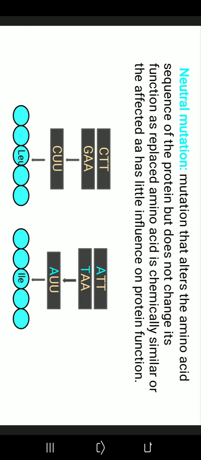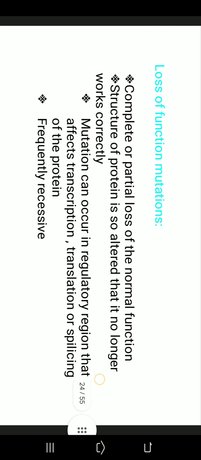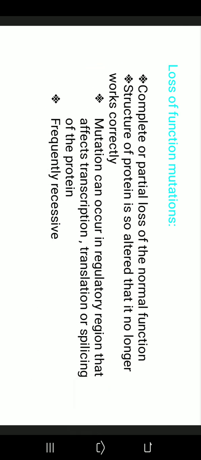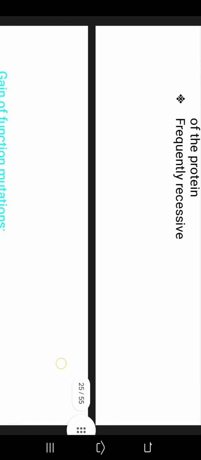Neutral mutation: a mutation that alters the amino acid sequence of the protein but does not change its function, as the replaced amino acid is chemically similar or the affected amino acid has little influence on protein function. Loss of function mutations: complete or partial loss of the normal function, the structure of the protein is so altered that it no longer works correctly. Mutation can occur in a regulatory region that affects transcription, translation, or splicing of the protein, and is frequently recessive.